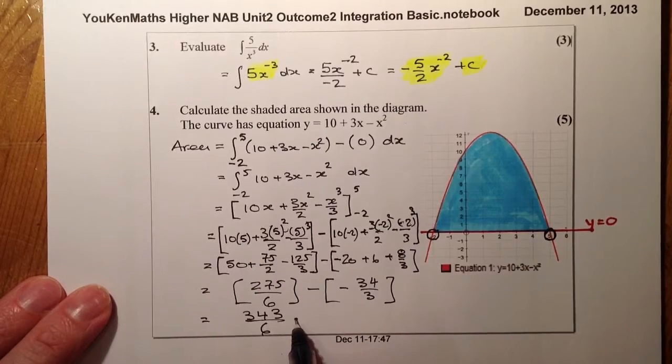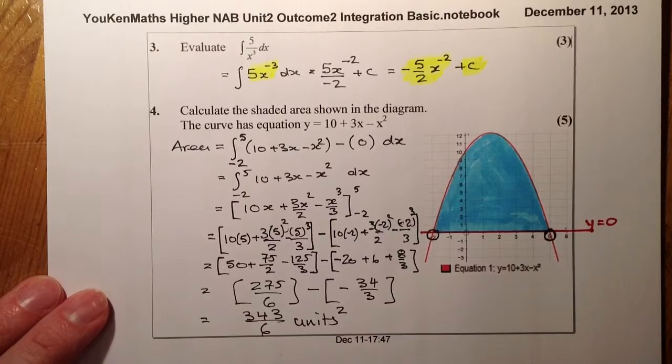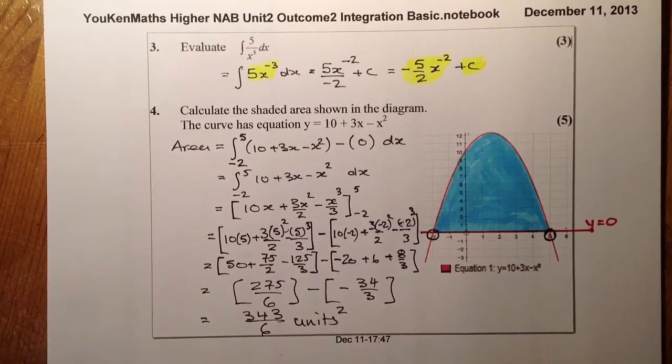I don't know what units were used, so I'll just say it's units squared for the units. And that's that question complete.